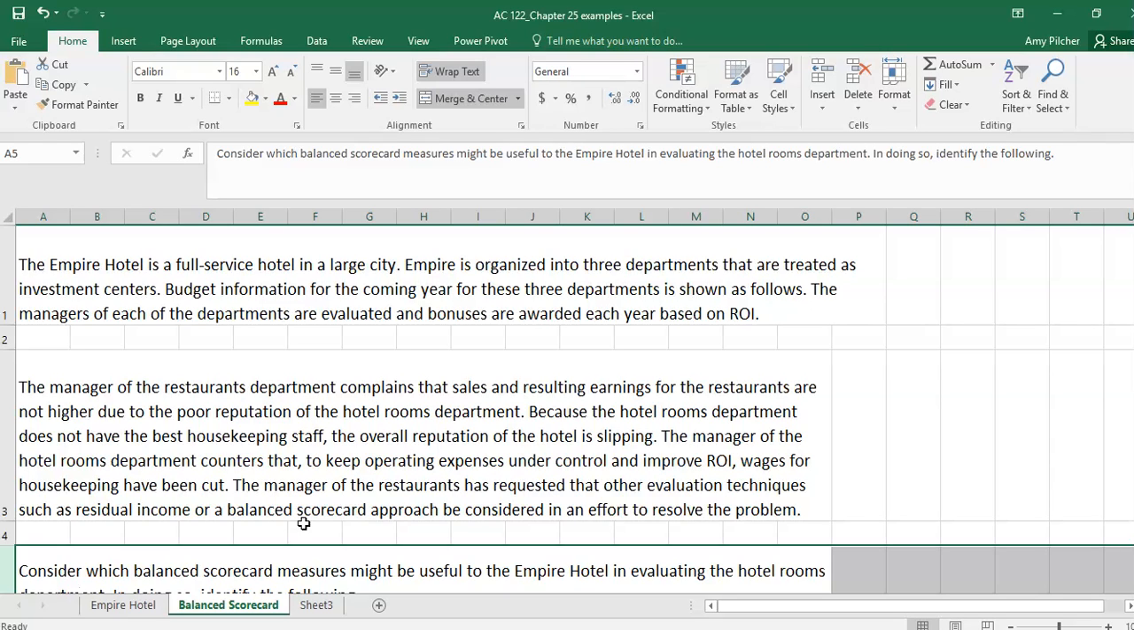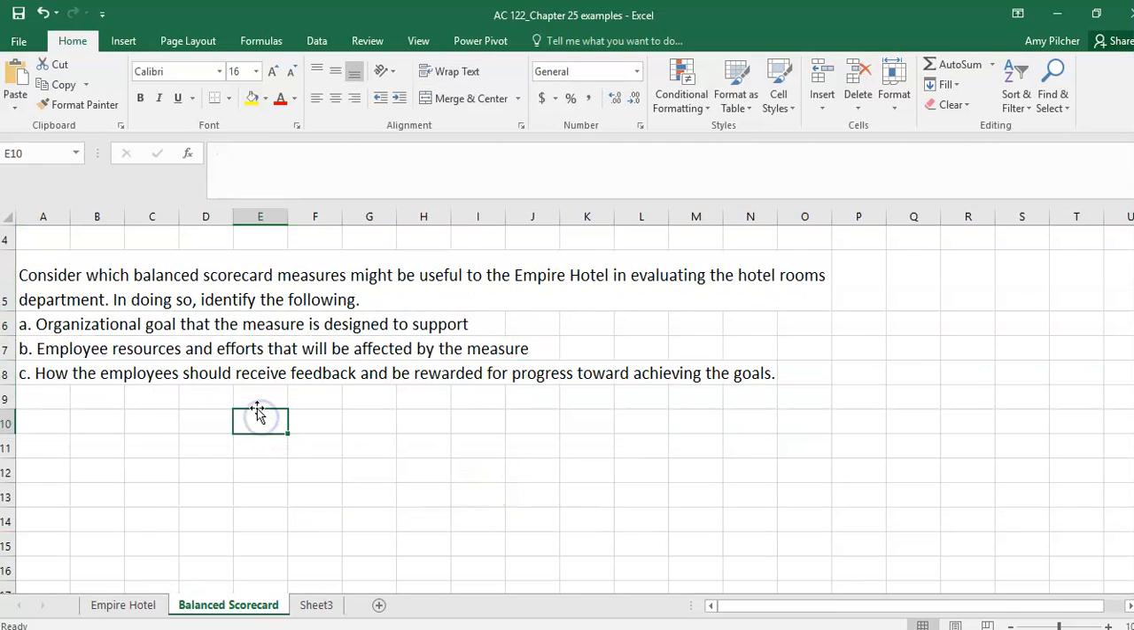And because of this loss of customers and reputation, it is negatively impacting the amount of sales revenues in the restaurant. So the manager of the hotel says that he has to keep operating expenses under control and that cutting the wages of the housekeepers helps him maintain his high return on investment. So the manager of the restaurant has asked for other performance measures to be implemented so that the hotel manager isn't incentivized to cut valuable staff that is hurting the organization as a hotel.